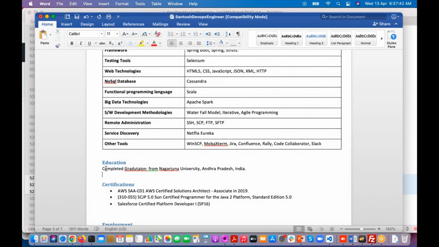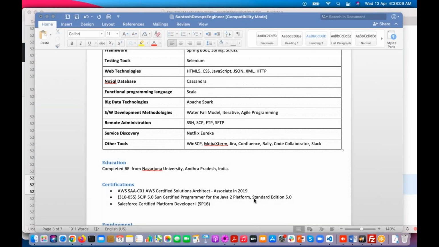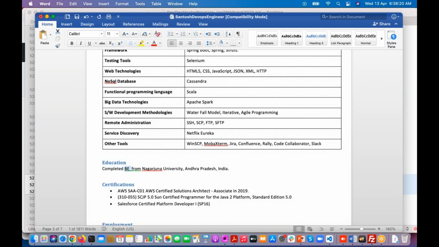Okay. Suppose we have completed BTech. Then you can specify BTech here. In Andhra we call it BTech. In Karnataka we call it B, Bachelor of Engineering. In Tamil Nadu and other states, I'm not sure. BTech only or BTech? BTech, okay.